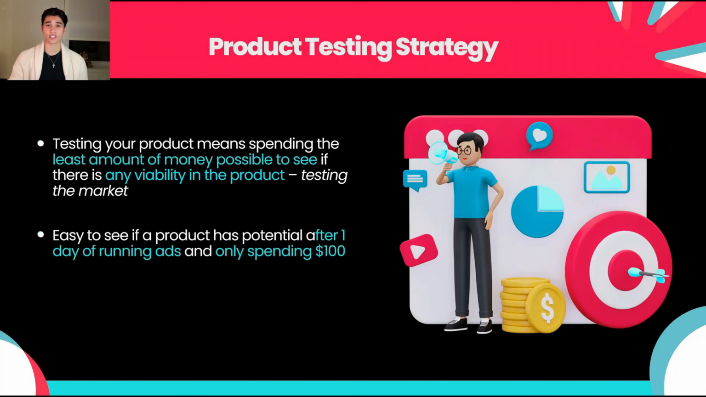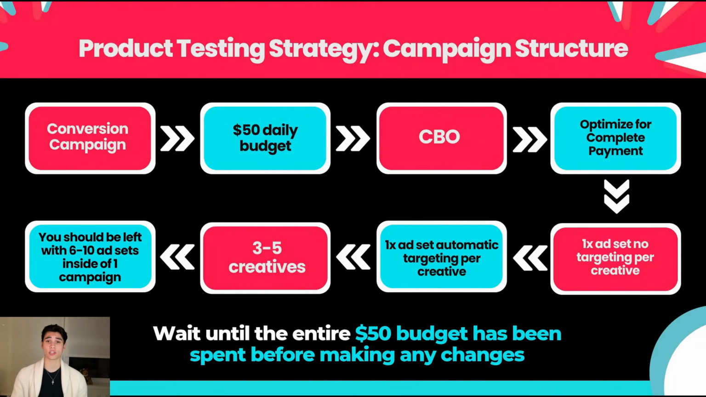So let's first get into the rationale behind actually testing a product. Testing a product means spending the least amount of money possible to see if there's any viability in the product. Basically, you're testing out the market. It's easy to see if a product has potential after one day of ads and only $100 or even $50 of ad spend being spent. This is a little bit of just the campaign structure, and then after we go over this, we're gonna dive right into the ads manager, and then I'm gonna walk you guys through setting this up.